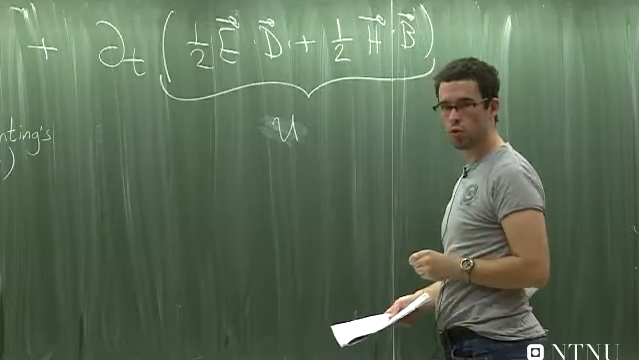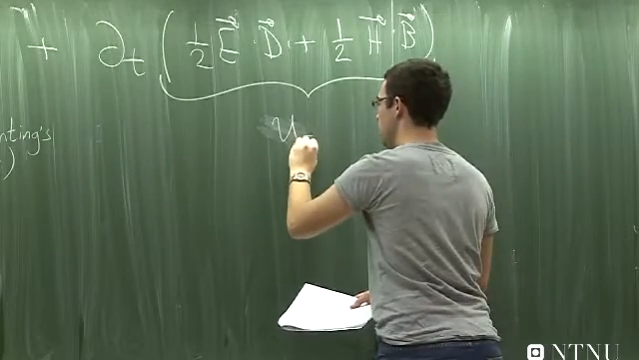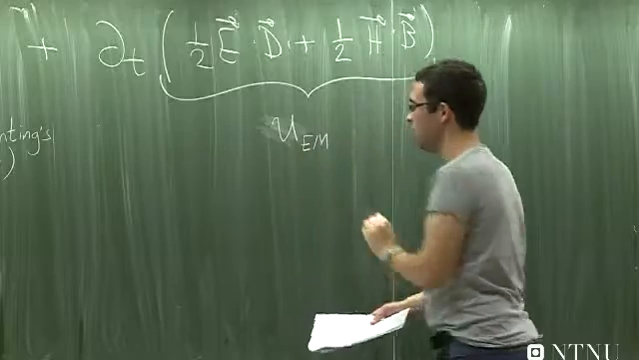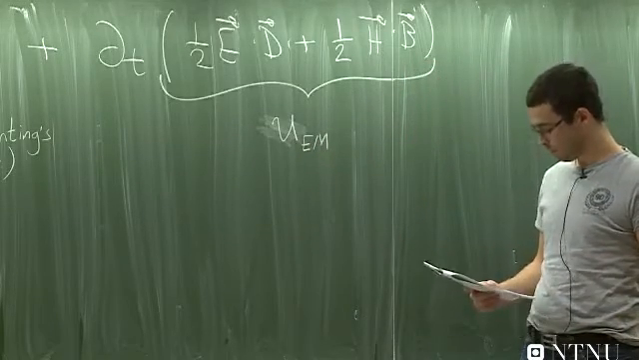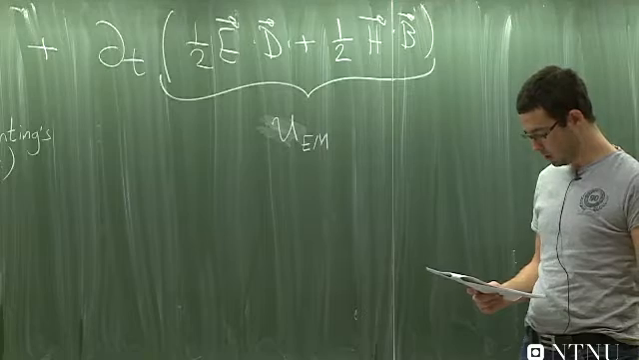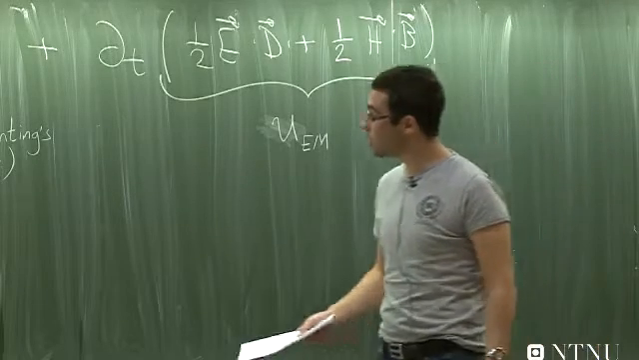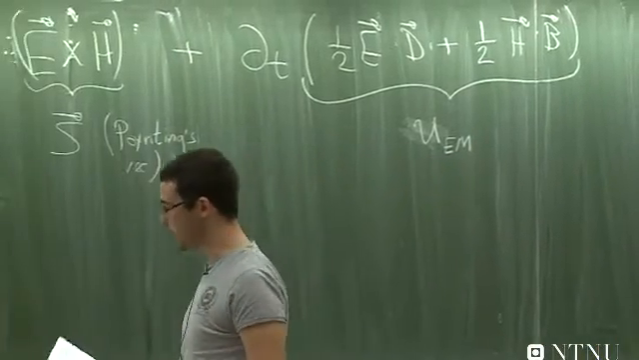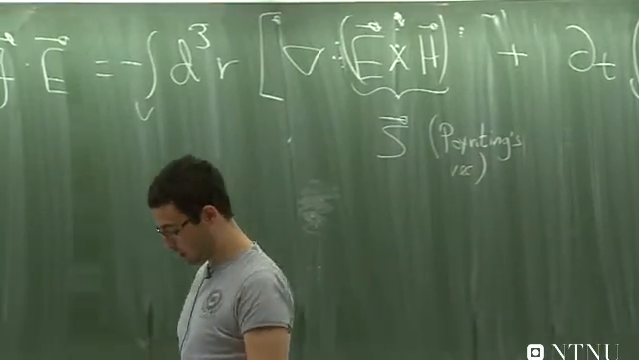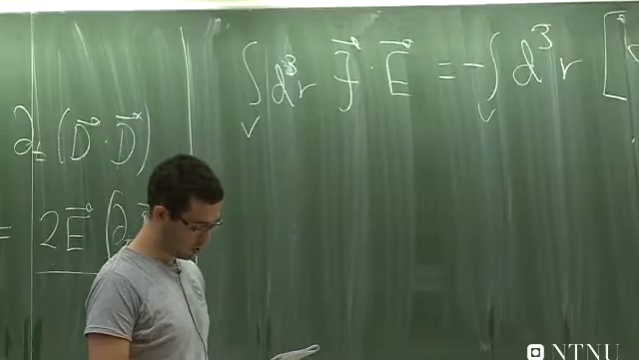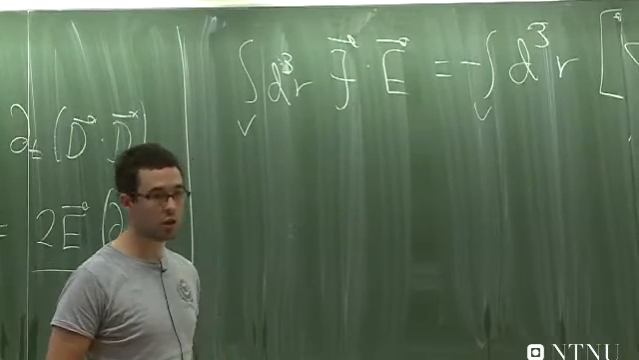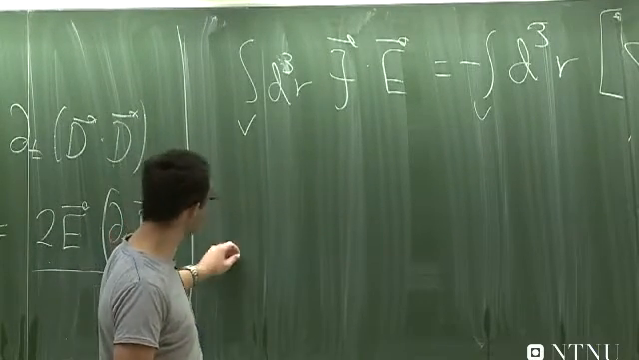which I will call U, or sometimes U_EM, which is the electromagnetic local energy density. And let's see. Yeah, we define the Poynting vector as E cross H. And because the integral now was over an arbitrary volume, I can reshape this into a differential law. But just let me clean this up first.